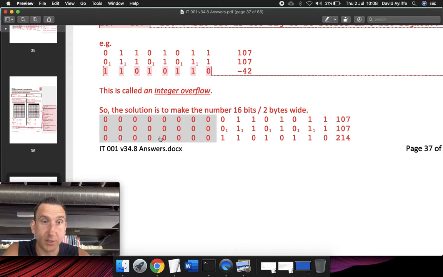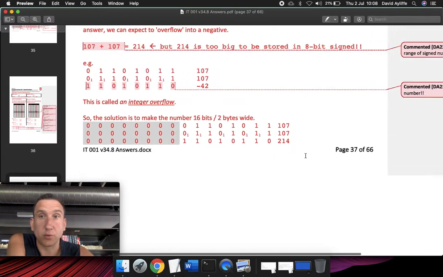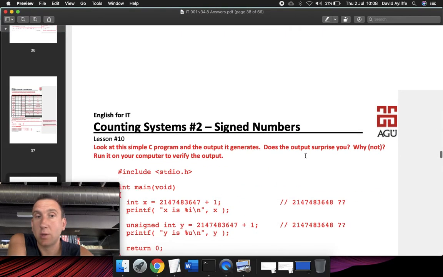And this is a 2's complement number. If we put this into a 2's complement converter, we would get the answer of 214. So having a variable which is wide enough to hold your result is very important.